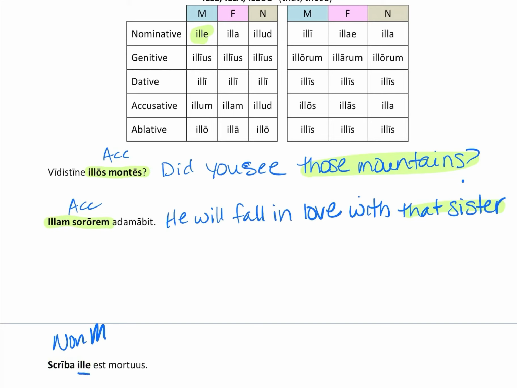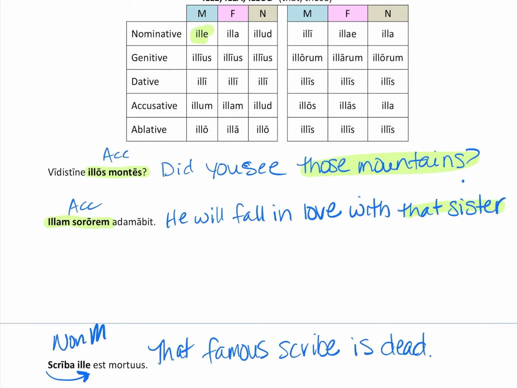Okay. And here it comes after the noun. And do you remember what it means if it comes after that noun? It has a famous in it. So we've got that famous scribe, est mortuus, is dead. Again, we've got the masculine here, right here. Okay.